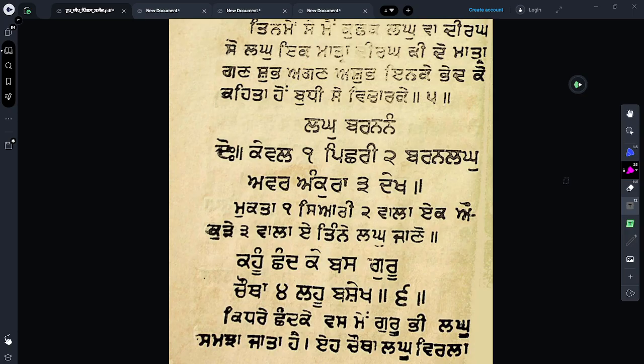And now it's going to explain what is a laghu matra. Baranang means a description. Laghu baranang, the description of a laghu matra. What is a short syllable? So it's saying keval pichri barna lag. The keval and pichri are both laghu matras. Avar ankara dekh, as well as the ankara. So keval, by itself, is referring to the mukta. Pichri refers to the sihari, and ankara is referring to the ankar. So the ankar, the sihari, and the mukta, those are all short syllables. Those are all laghu matras.